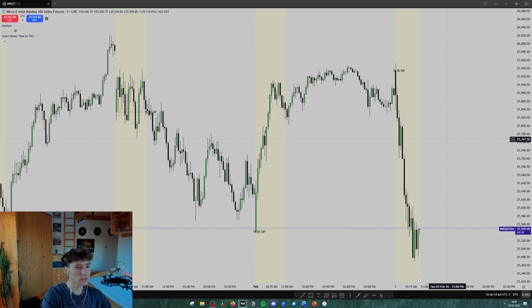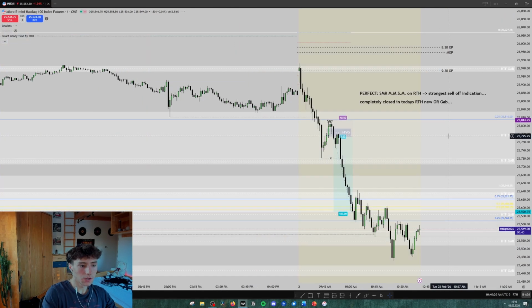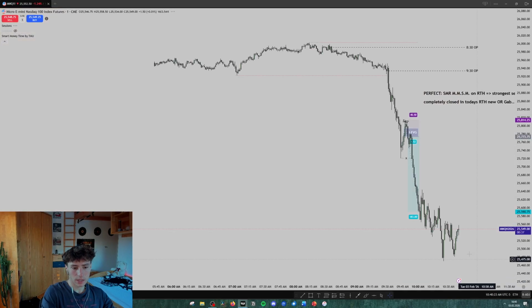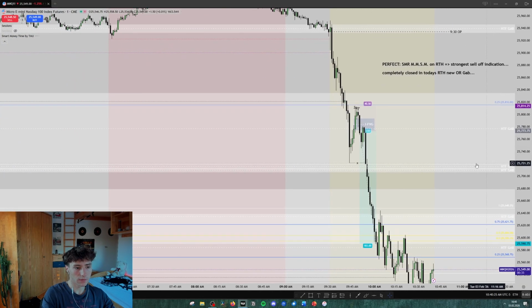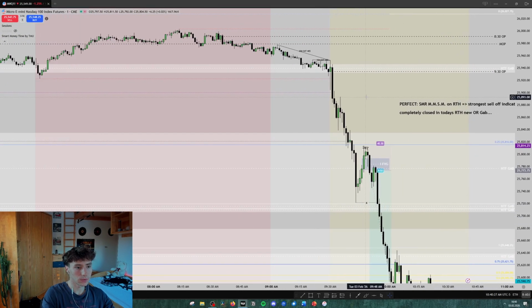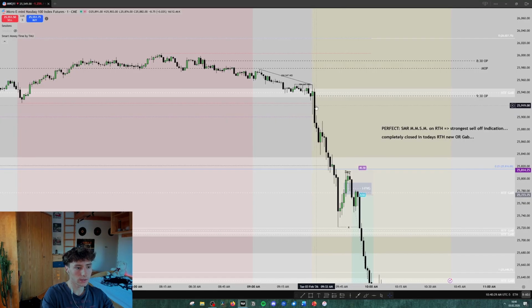So now back to NQ. So how do we find an entry in there? We are really heavily trading to the downside, and we want to be really careful, so I don't trade instantly. I only trade after 9:45, sometimes 9:40, but most of the time 9:45 with the 10 a.m.